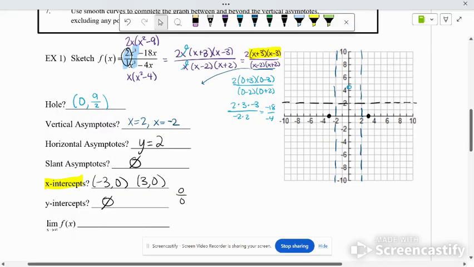So we're going to do -4, and then 1.17. Another one was right here. We're just plotting all of the points that you saw on your table.